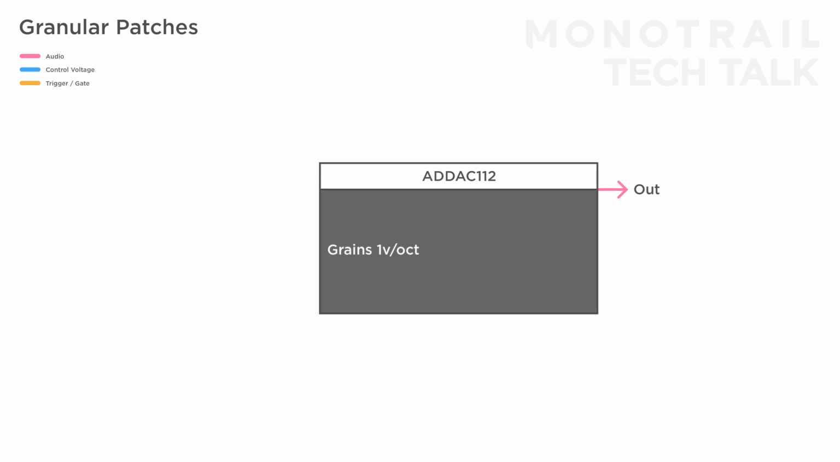You can also create new sounds by just using the grains of a sample as audio source. Here, a simple organ sound is used to create grains, controlled with a 1 volt per octave signal from the BeatStep Pro.